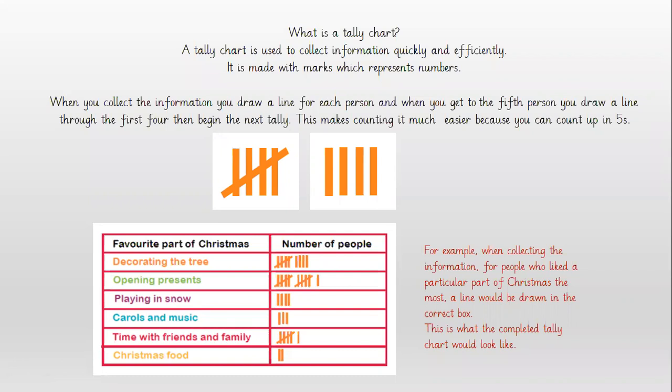When you collect the information, you draw a line for each person, and when you get to the fifth person, you draw a line through the first four, then begin the next tally. This makes counting it much easier because you can count up in fives. For example, when collecting the information for people who like a particular part of Christmas the most, a line would be drawn in the correct box. This is what the completed tally chart would look like.